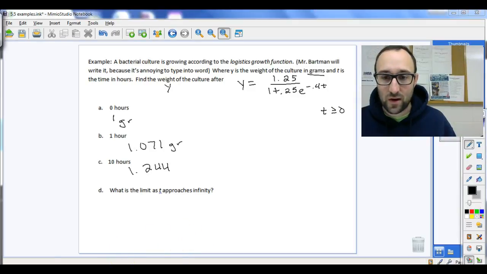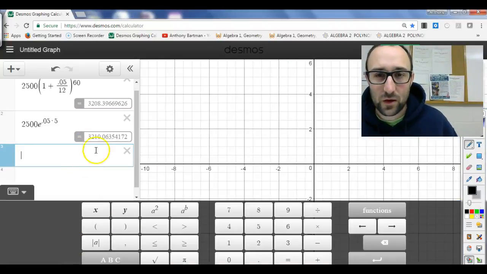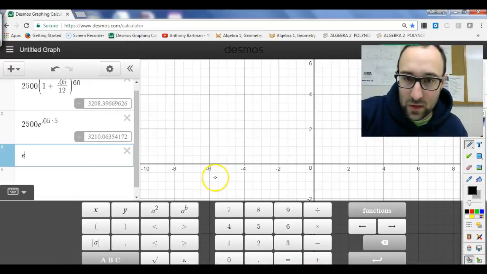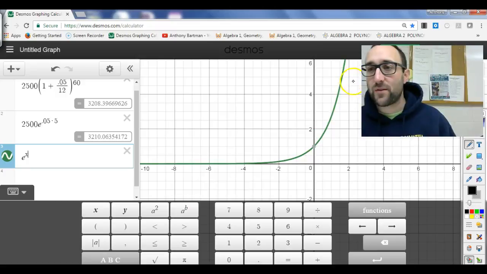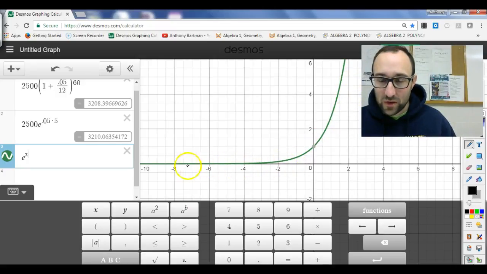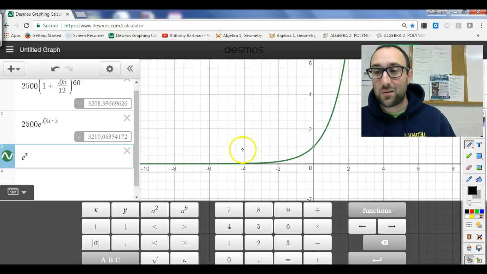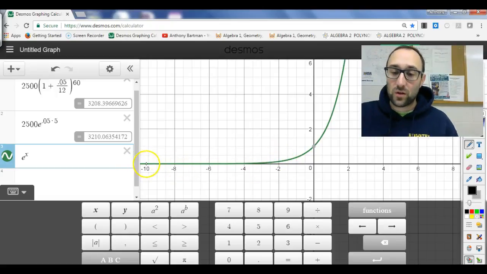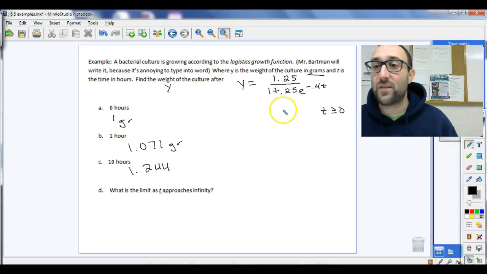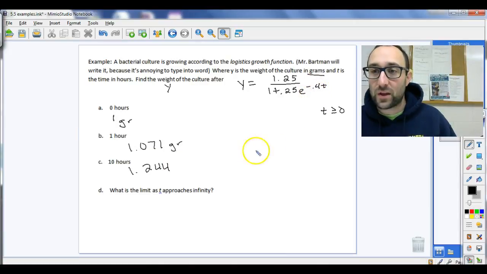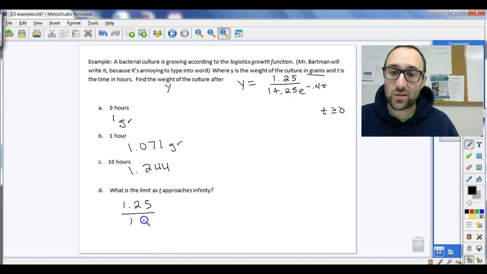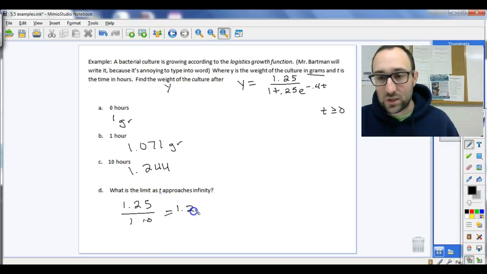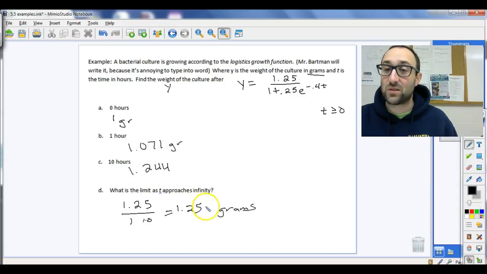e graph, maybe we can just graph this real quick. If I go to e to the x, this is what this graph looks like. We're saying go all the way this way. What's that number really going to be? Well, it's really going to end up being 0. It's going to go really, really close to 0. So the limit as e approaches negative infinity is going to be 0. So that whole thing is 0. So really it's going to be 1.25 over 1 plus 0, which means it's going to be 1.25 grams. And you can tell that after even 10 hours it's getting pretty close.